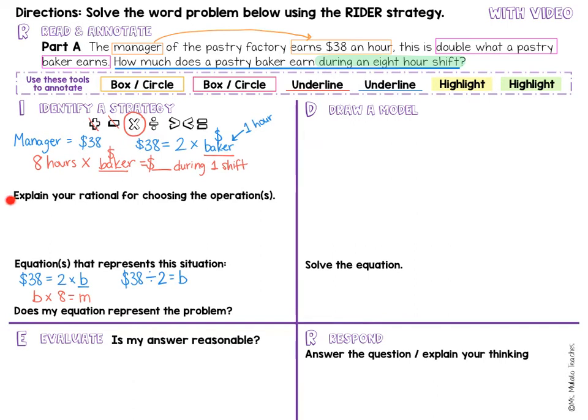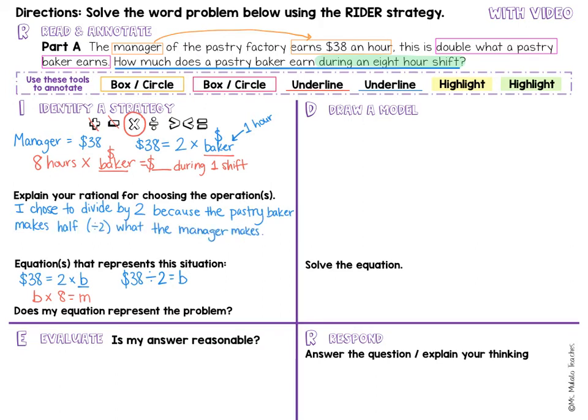Good. Now we're going to go back and explain our rationale for choosing the operations that we did. So the first thing that we chose to do was we said double. What does double mean? Double means twice as much. So because we knew the manager makes twice as much as the pastry baker, we decided to divide by 2. So I chose to divide by 2 because the pastry baker makes half what the manager makes.